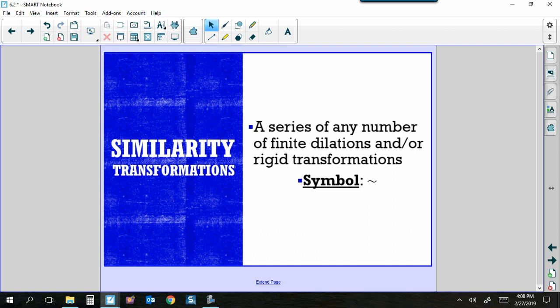Exactly. The similar symbol you can see right here. It's just the top part of the congruency sign. We've taken the equals part off of the congruent sign. So similar is just the little squiggly line.